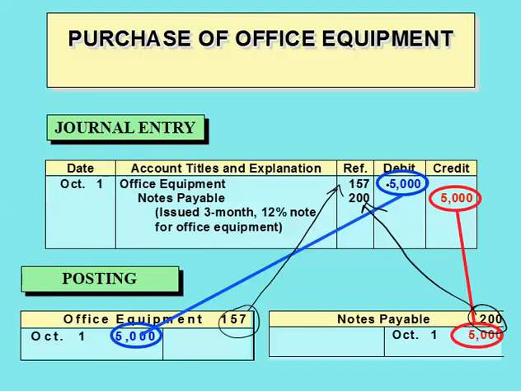So we would do this for every single transaction that we've recorded into our journal. And ultimately, we will get to the point where we have to prepare a trial balance. So I'll talk about that in the next presentation.